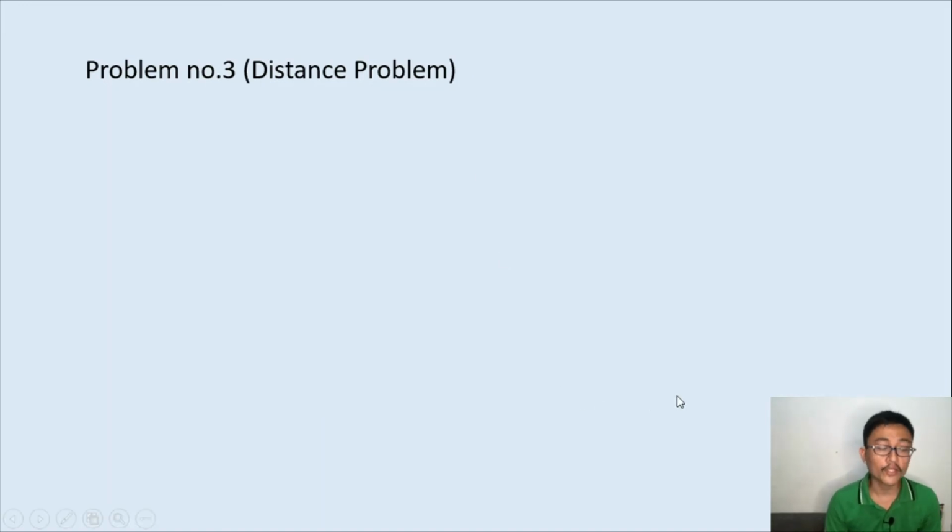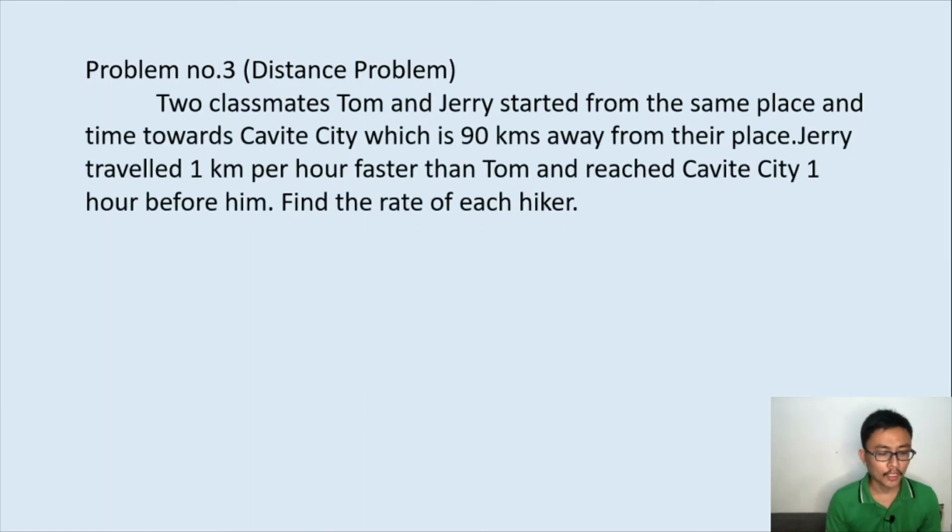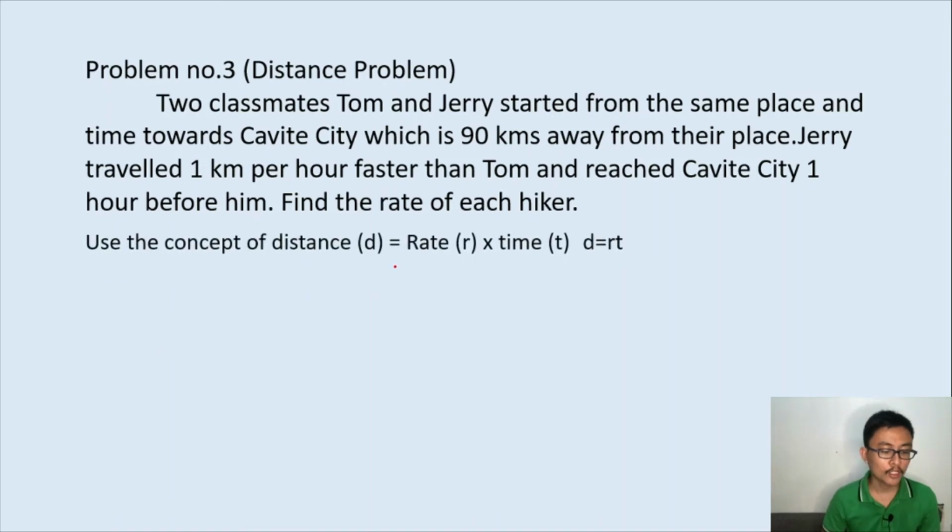Okay, so problem number 3 tayo. We have a distance problem. Two classmates, Tom and Jerry, started from the same place and time towards Cavite City, which is 90 kilometers away from their place. Jerry traveled 1 kilometer per hour faster than Tom and reached Cavite City 1 hour before him. Find the rate of each hiker. So we're going to use the concept of distance equals rate times time, or yung D equals RT.